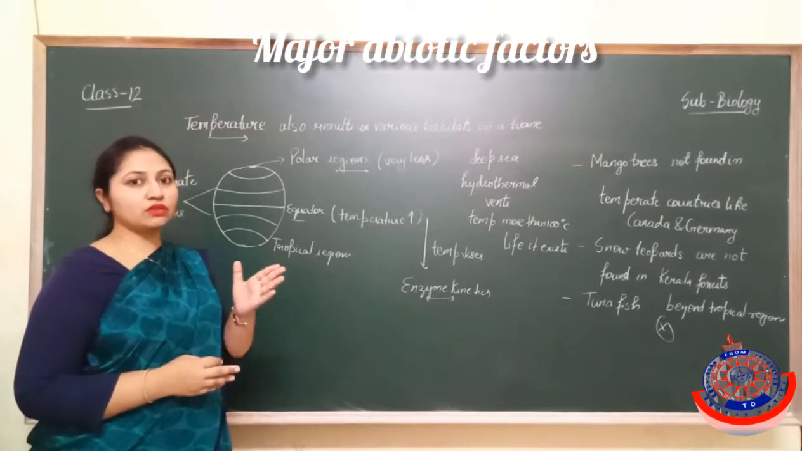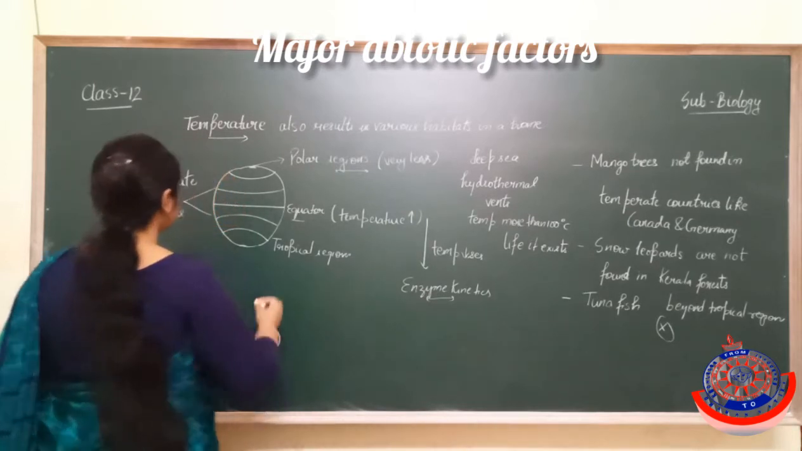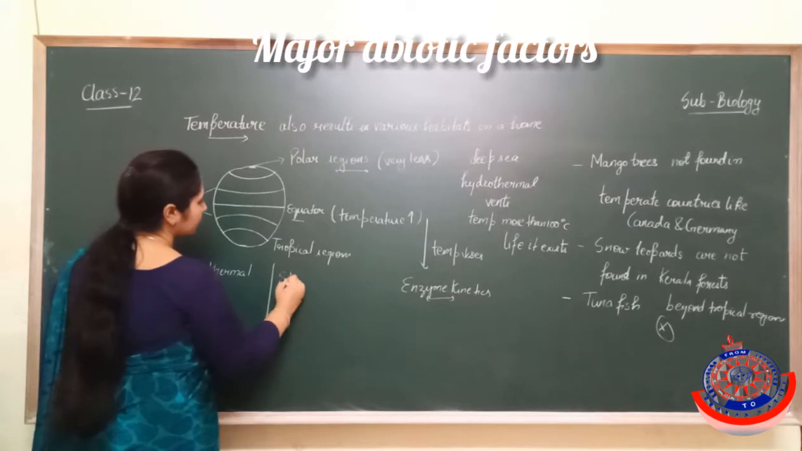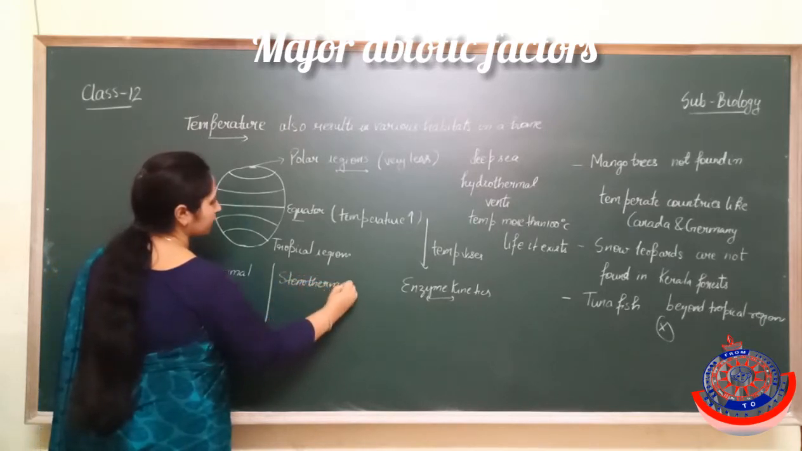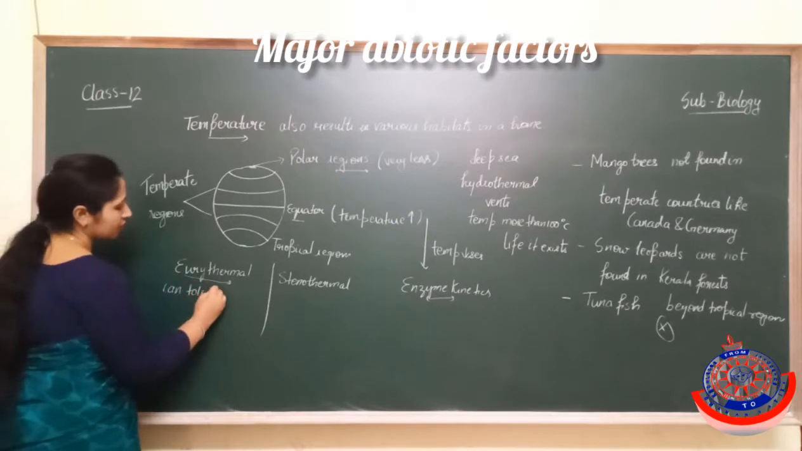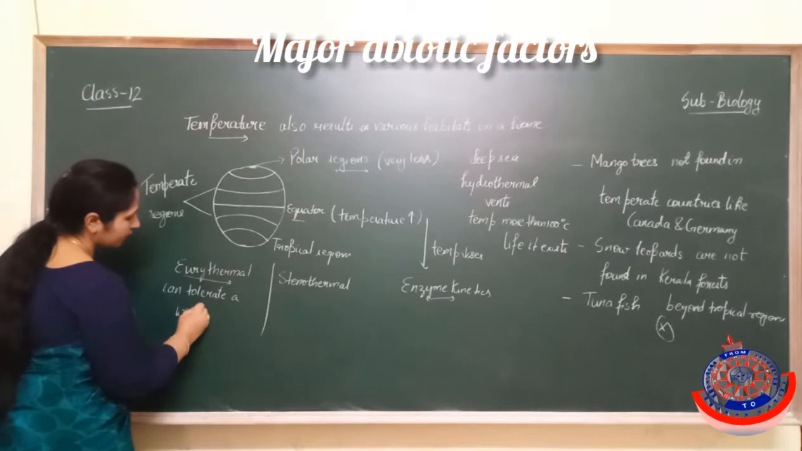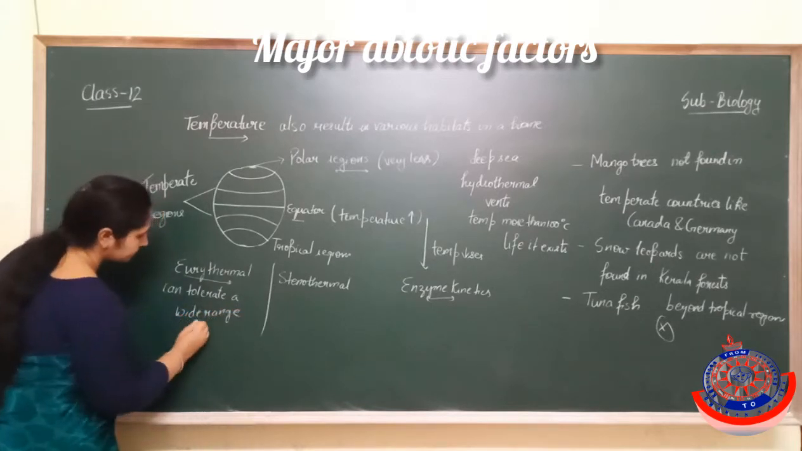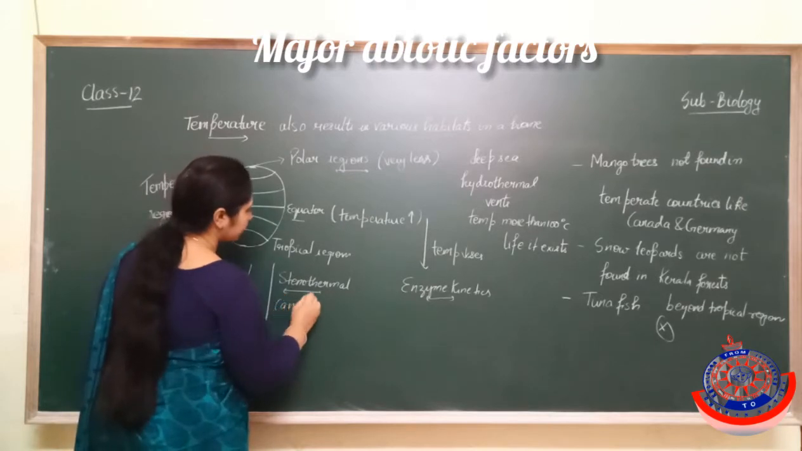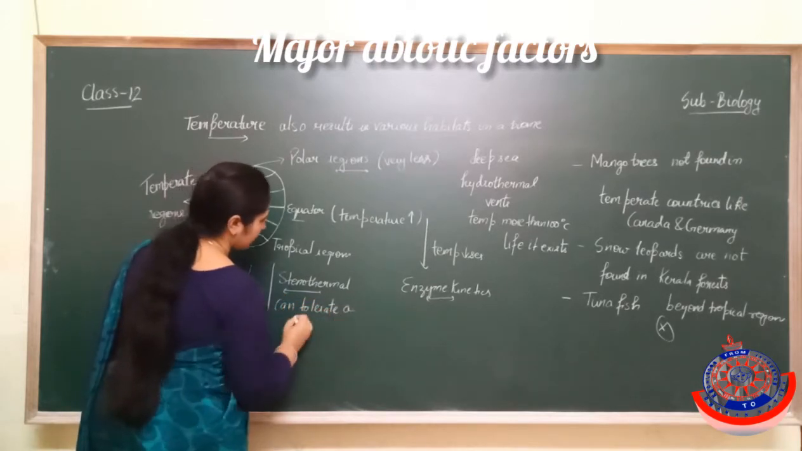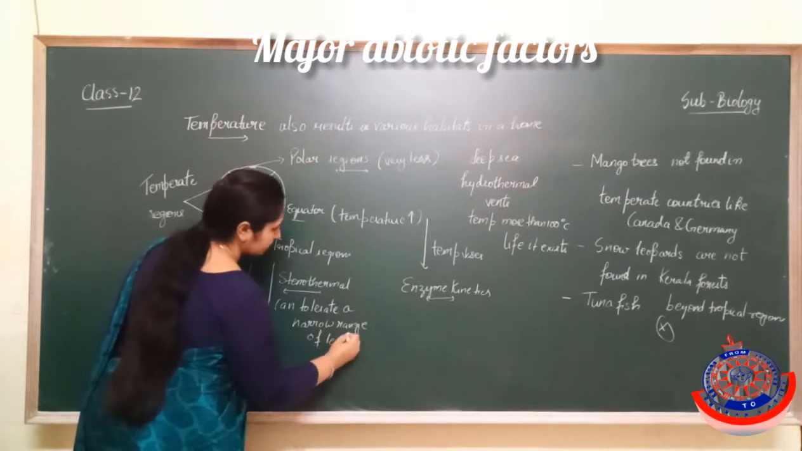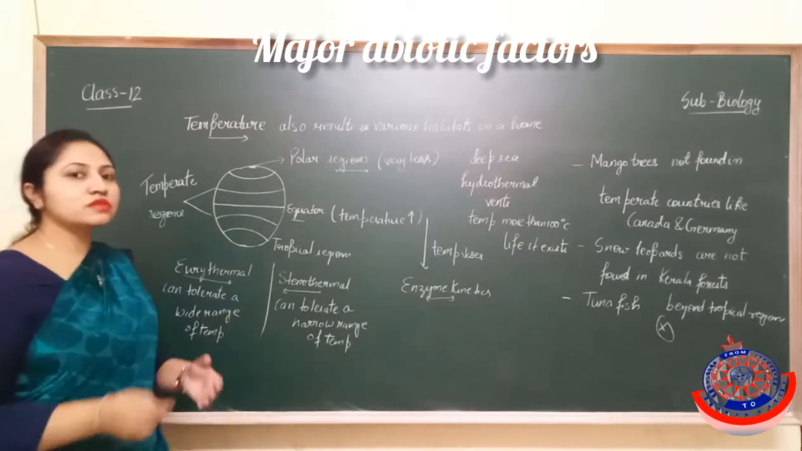So on the basis of temperature, there are two kinds of organisms. One that are eurythermal and one that are stenothermal. Eurythermal are those organisms which can tolerate a wide range of temperature, and stenothermal are those organisms which can tolerate a narrow range of temperature. Okay. So this is all about the temperature.